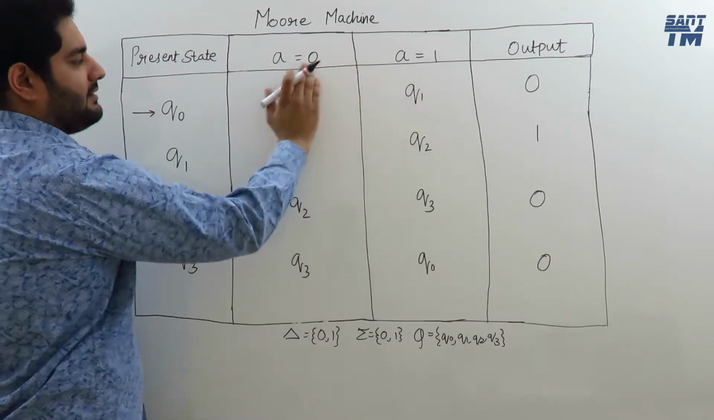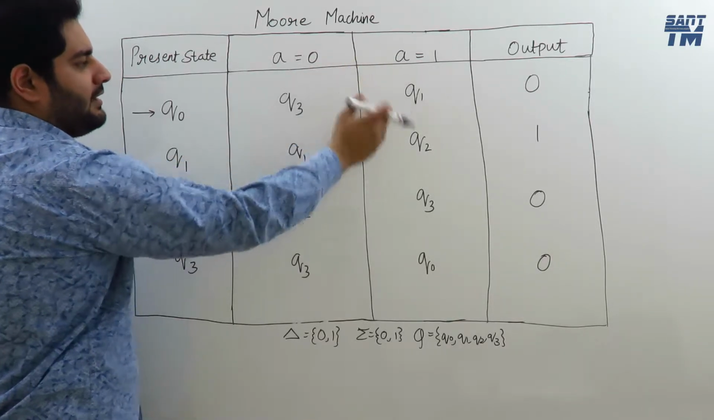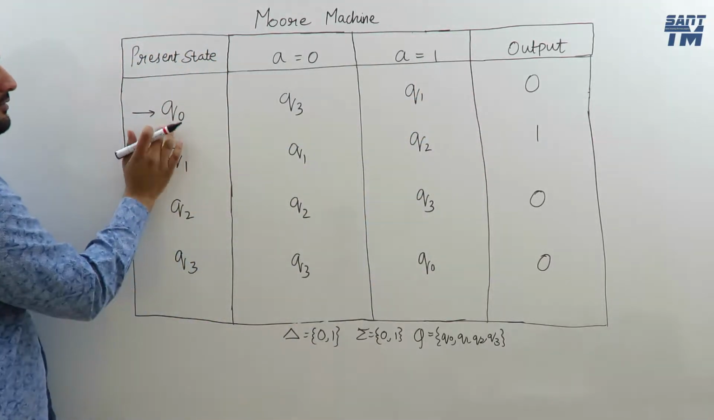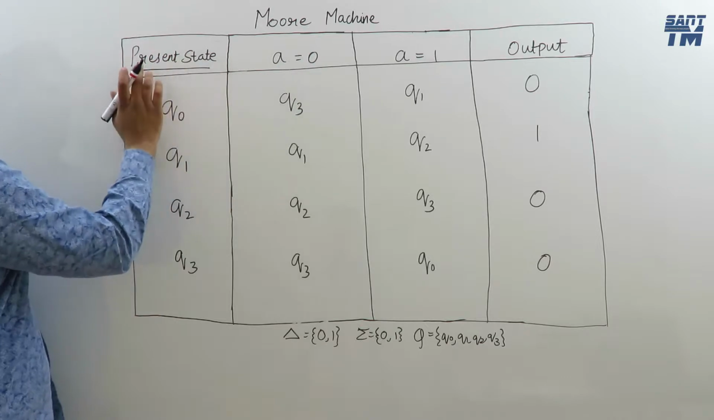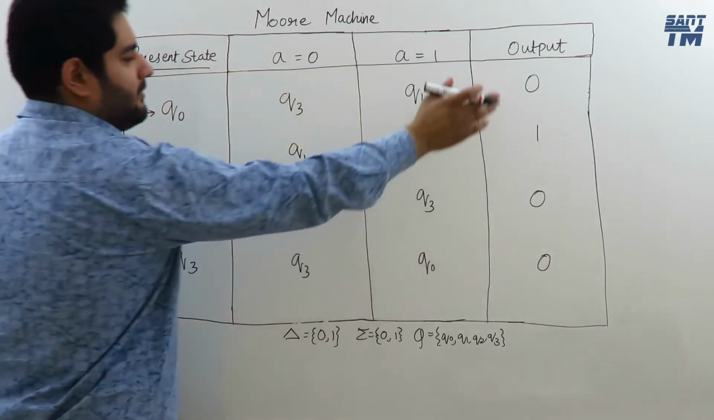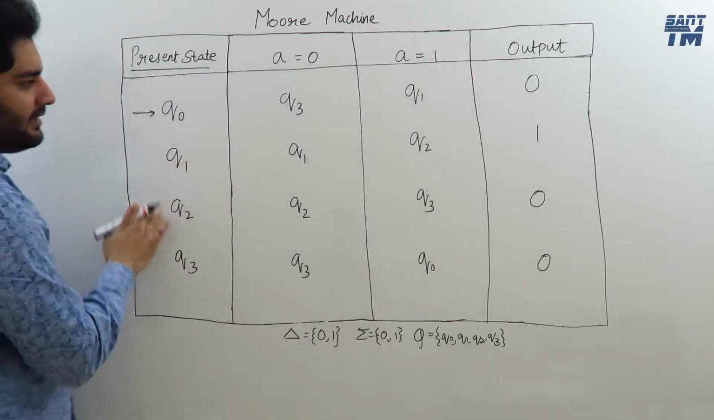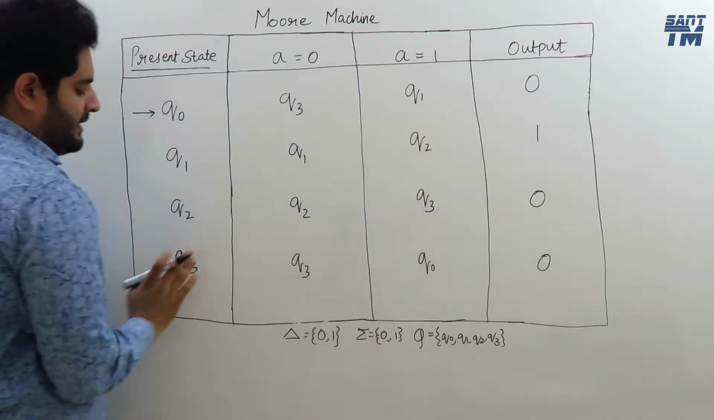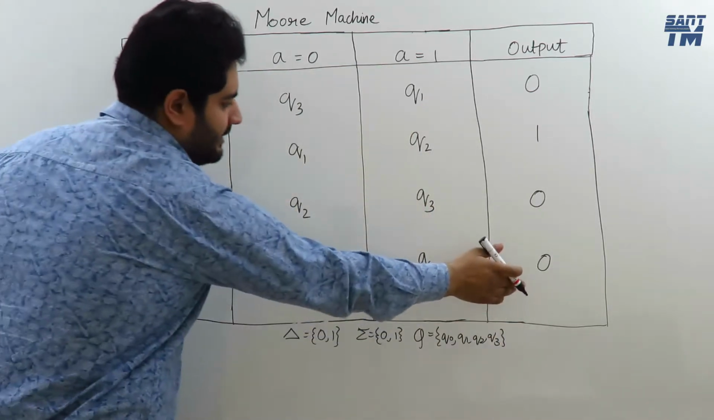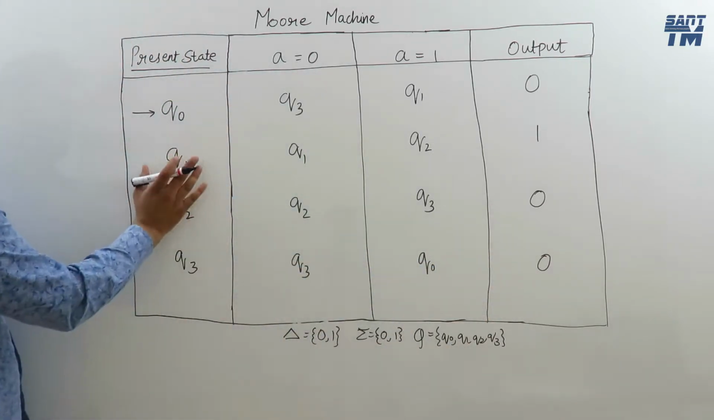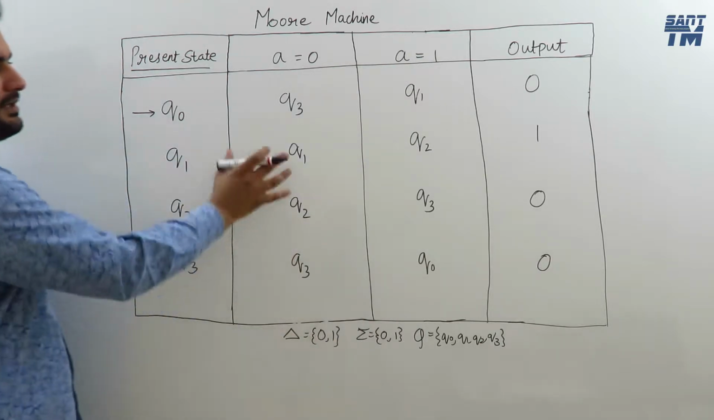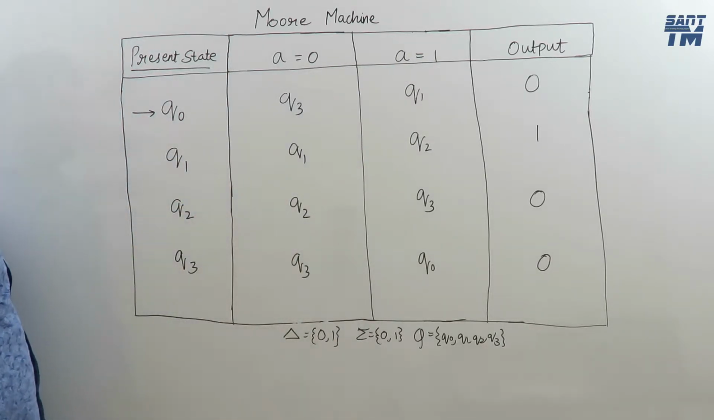Whatever the input symbol is, either 0 or 1, the output produced is the same. That means it is dependent only on the present state. If present state is Q naught, then output will be 0. If present state is Q1, output will be 1. If present state is Q2, output will be 0. If present state is Q3, output will be 0. So it is only dependent on the present state. It is not varying according to the input symbol. This is the major difference between a Moore machine and a Mealy machine.